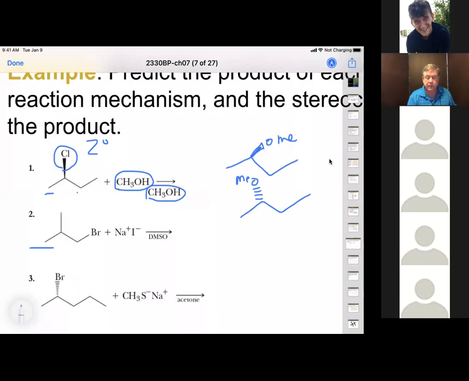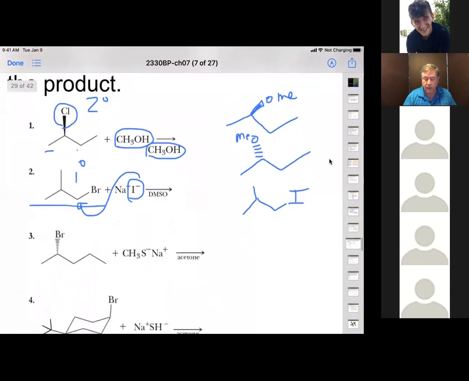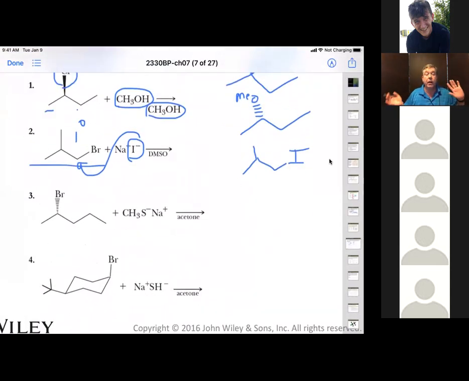Now, this is a primary. We're only going to do a substitution reaction. That means we're going to have iodine displacing bromide, and we only have one product. Okay, so take the last two and go ahead and run through those in your head before you get too far away, and see if you can identify whether we have a strong nucleophile or a weak nucleophile, whether we have a protic solvent or an aprotic solvent.